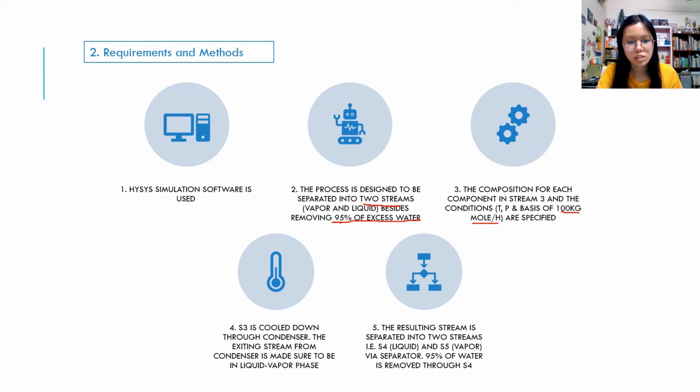Then we add a condenser so that stream 3 can be cooled down. The outlet stream from the condenser is measured to be in the liquid-vapor phase, so that we fulfill the requirement of the question. And last, the resulting stream is able to separate into two streams, which are S4, the liquid phase, and S5, the vapor phase.